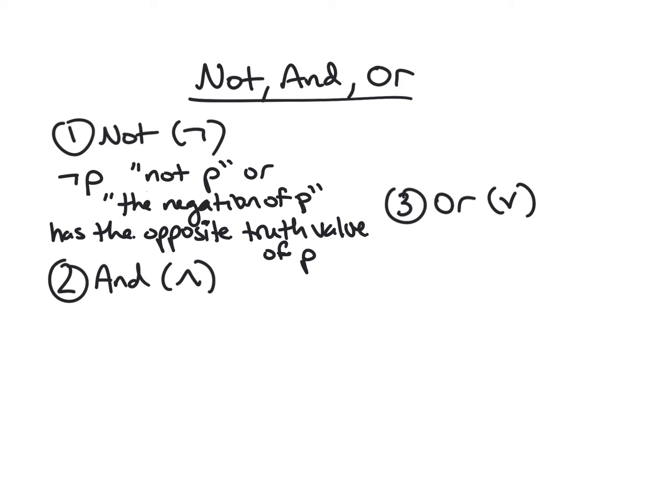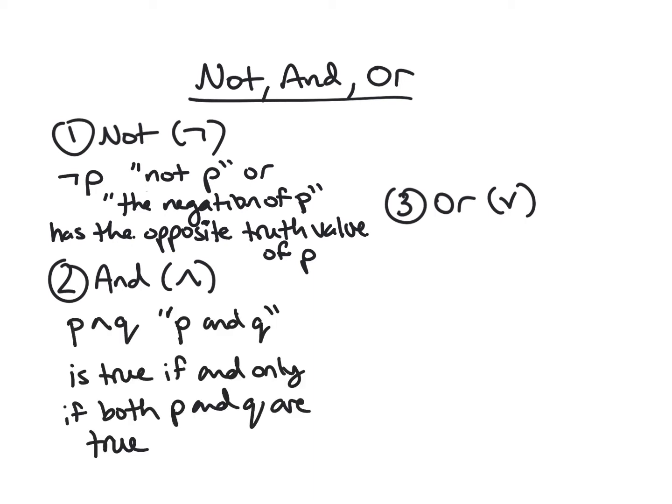Okay, so now let's look at and. So here we put a little wedge between our two propositions P and Q and just say P and Q as a new proposition. And this new proposition P and Q is true if and only if both the proposition P and the proposition Q are true.